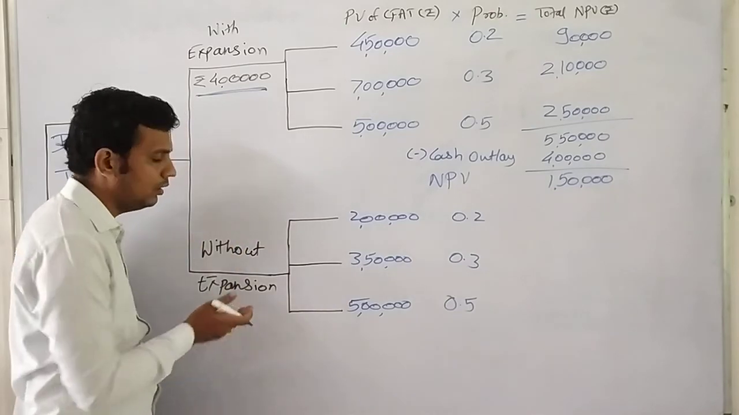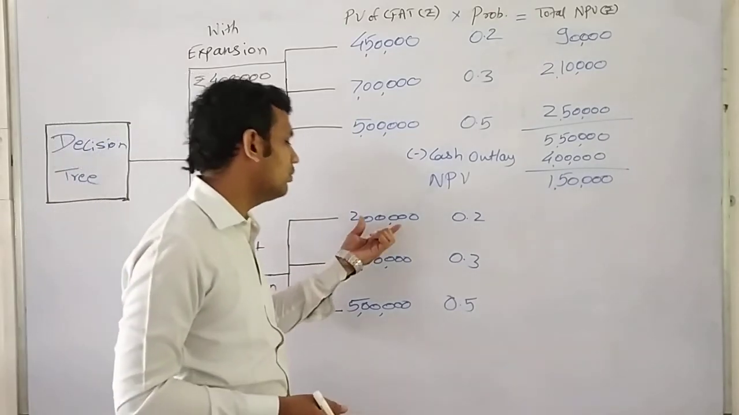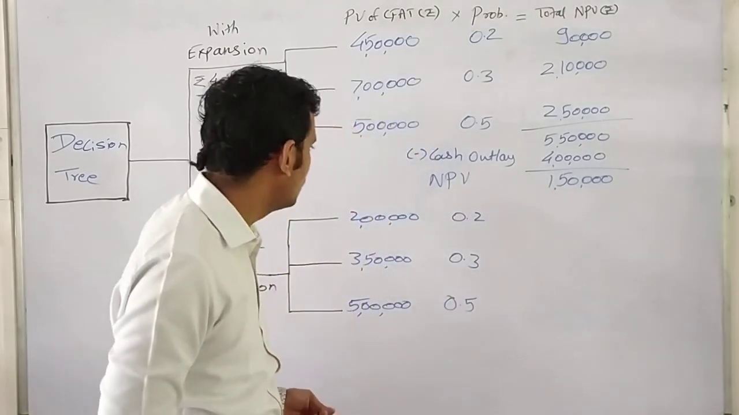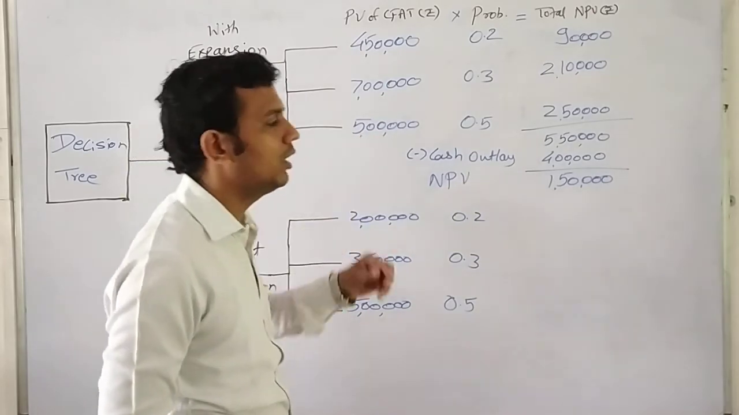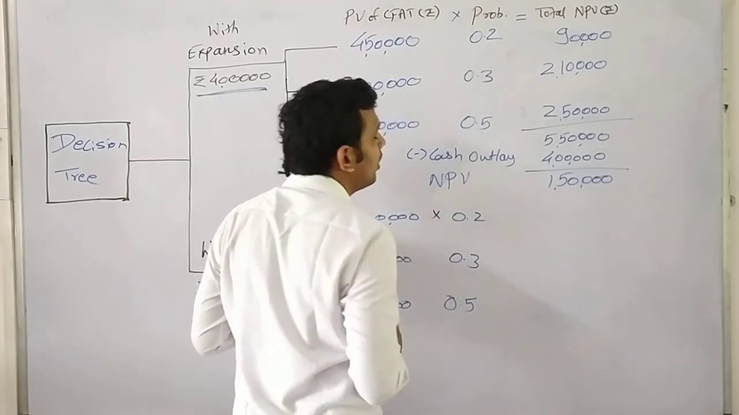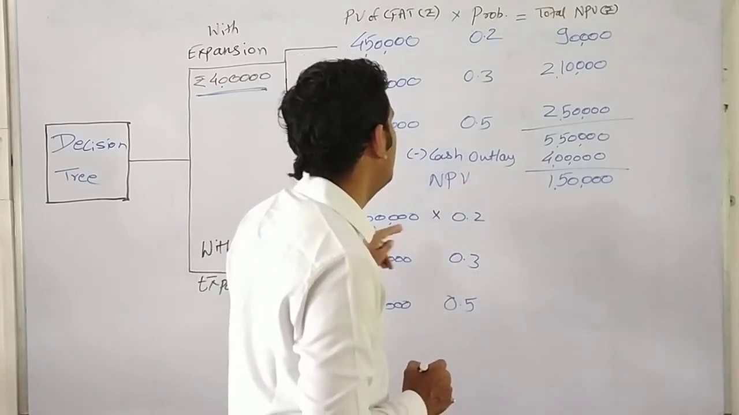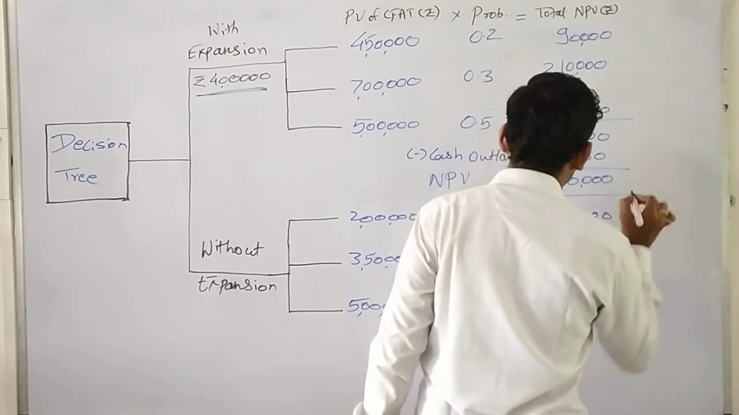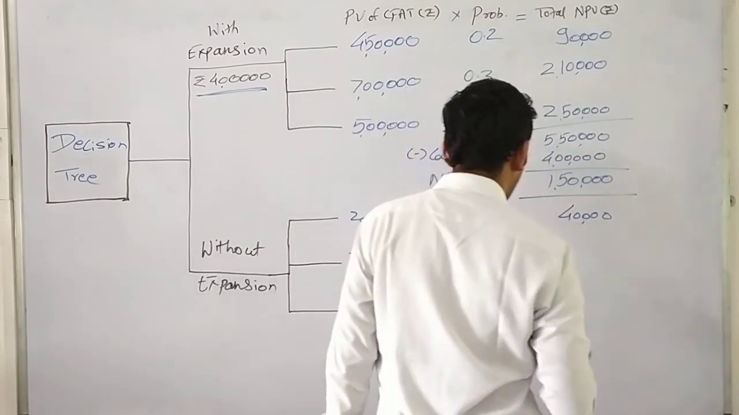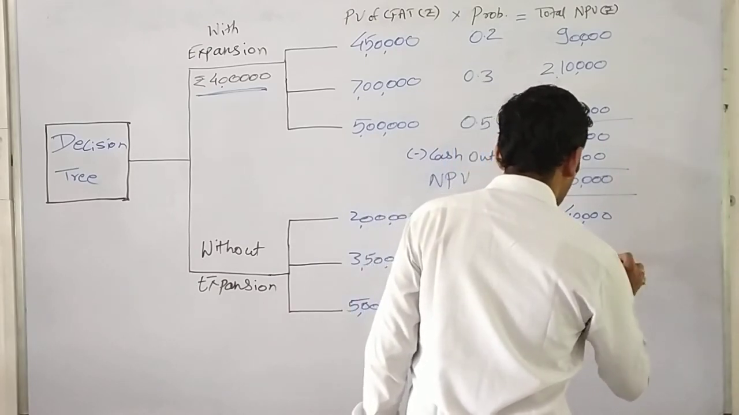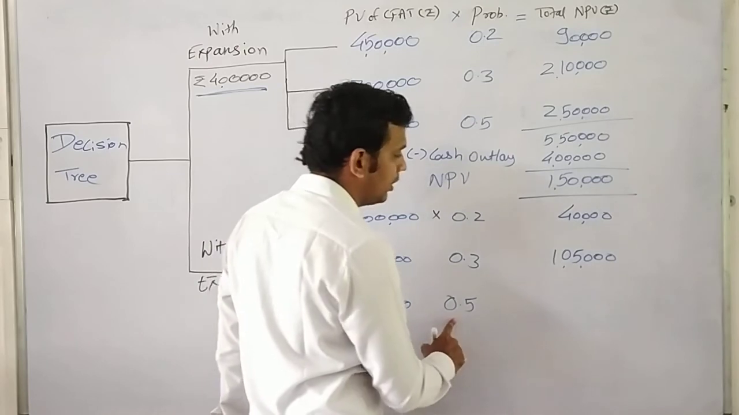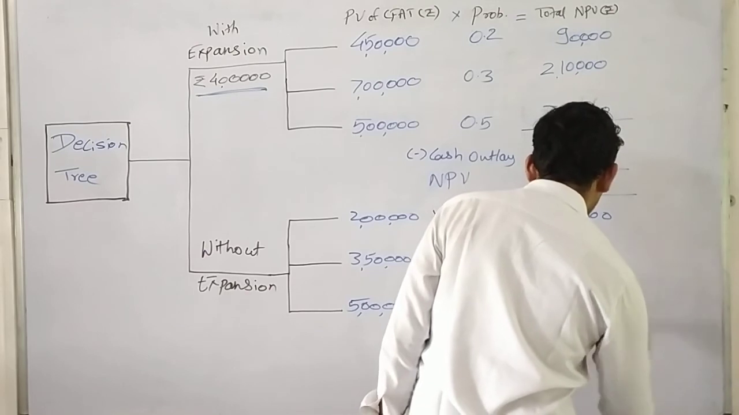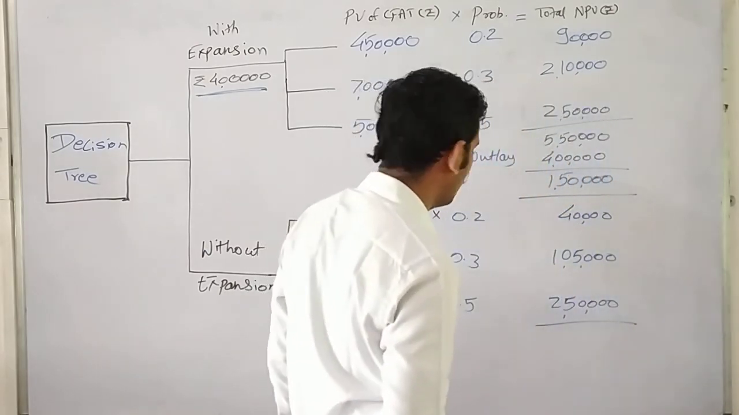Now for the second part, that is without expansion, again 3 cash inflows are given and they have been assigned 3 probabilities respectively. What we have to do is calculate NPV. Again the formula is the same, present value of cash inflows after tax multiplied by probability. 2 lakh multiplied by 0.2, that is 40,000. Then 3,50,000 into 0.3, 1 lakh 5,000. Then 5 lakh multiplied by 0.5, 2 lakh 50,000. That is our cash inflows for without expansion.